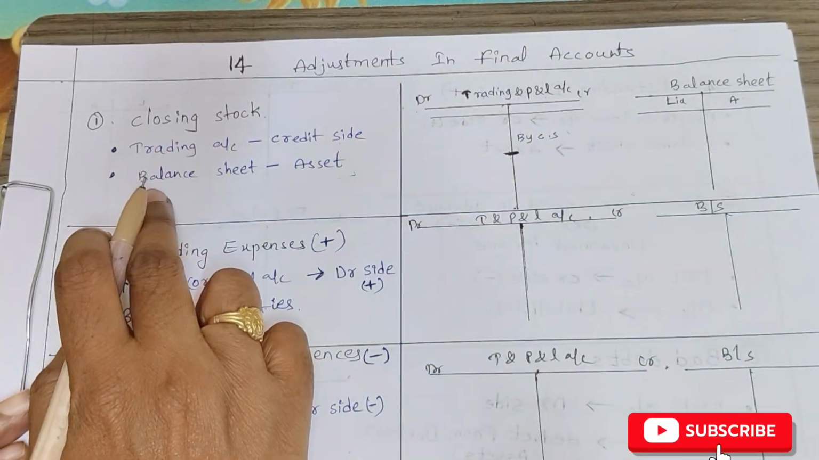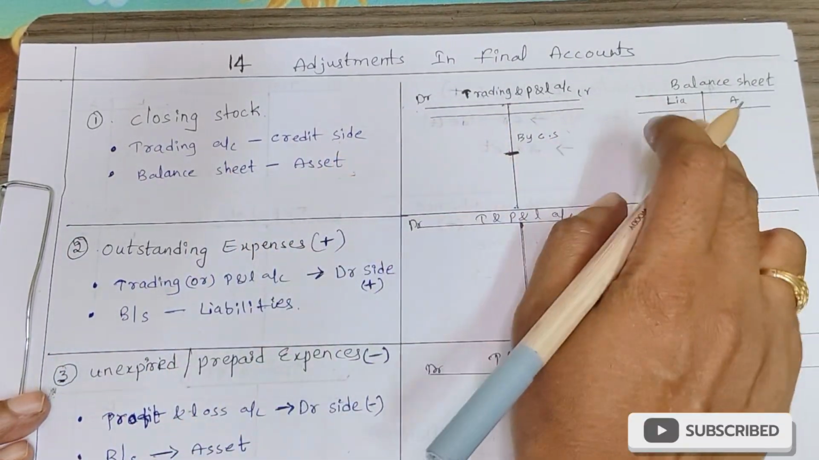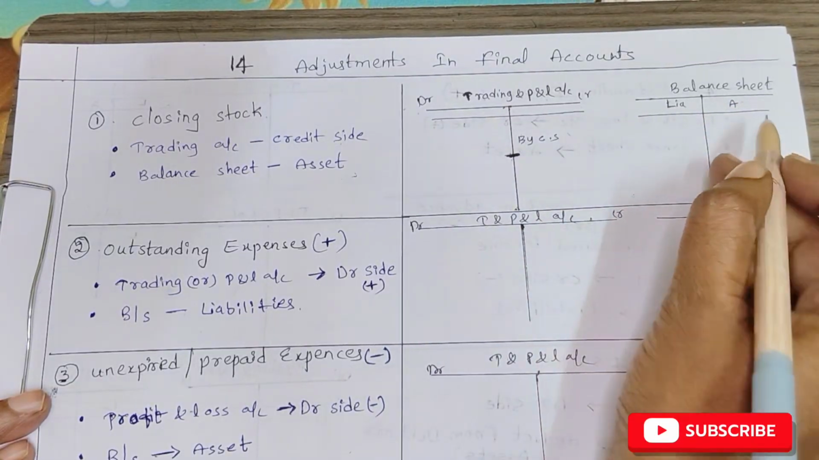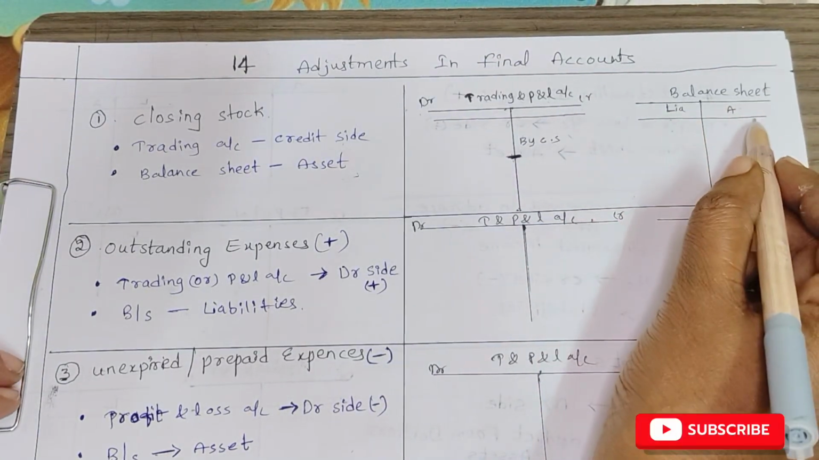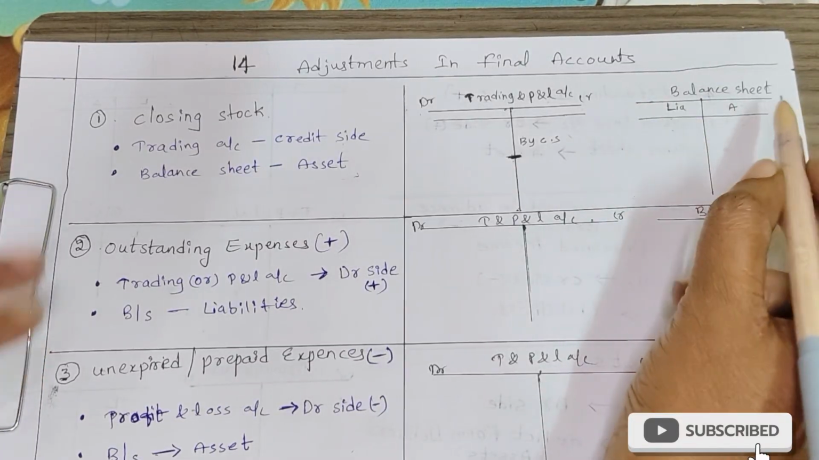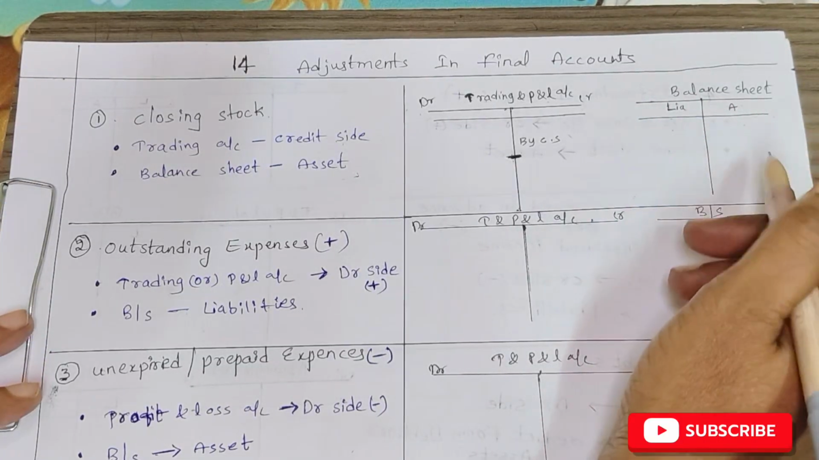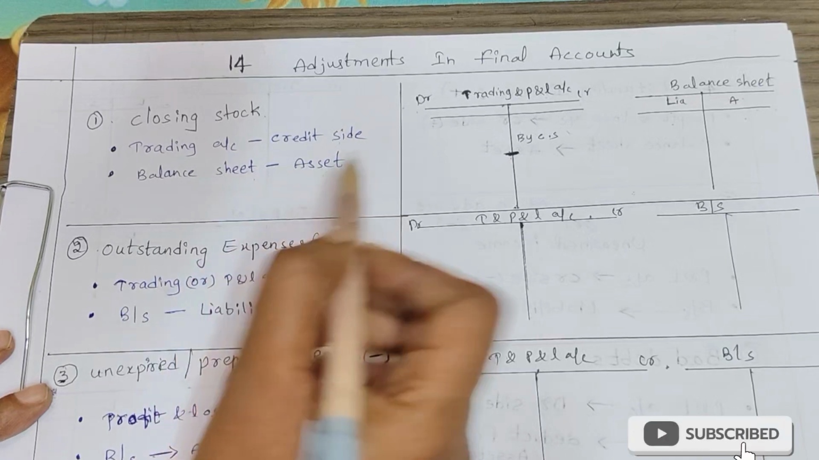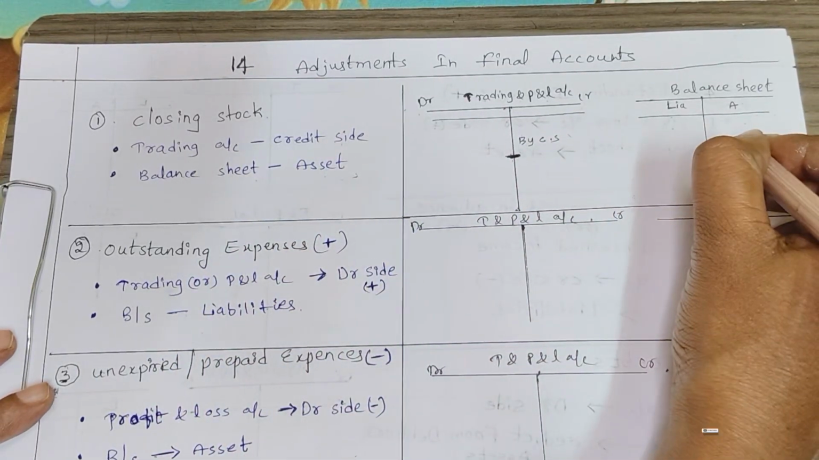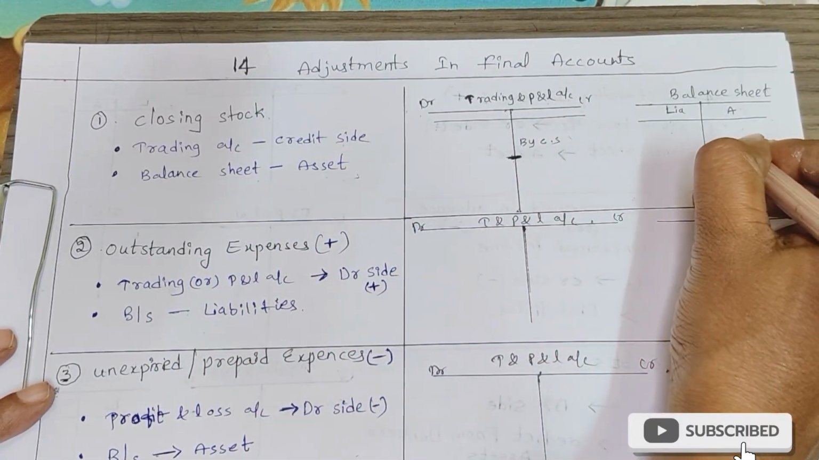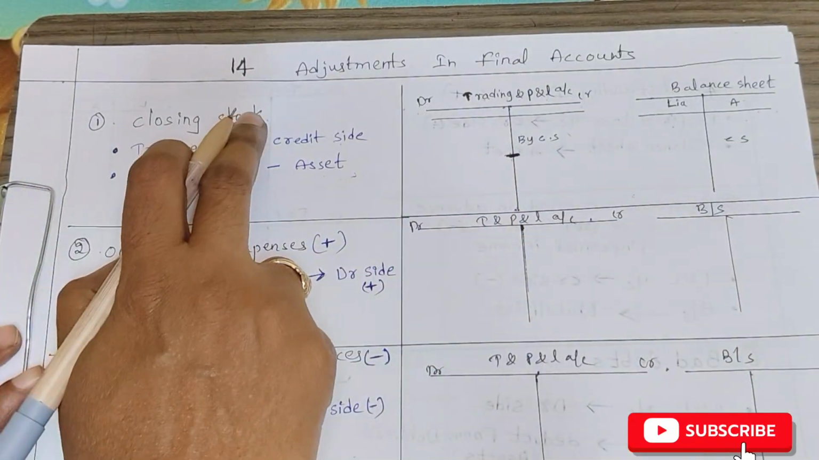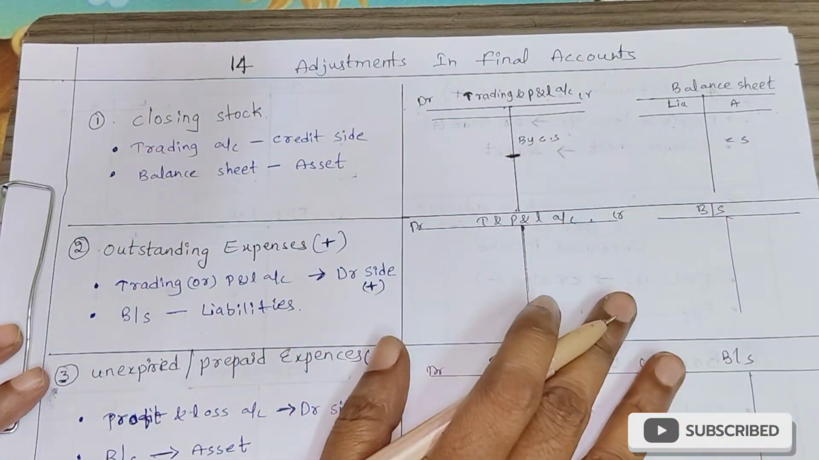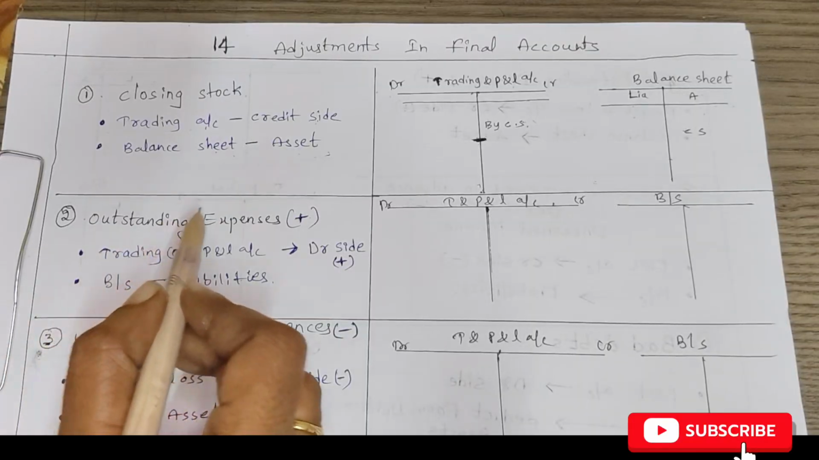And the second time, balance sheet asset side. So this is the balance sheet. In the balance sheet, we have liabilities and assets. Left hand side liabilities, right hand side assets. There is no debit, there is no credit because it is a statement. So where should we write? Balance sheet asset side. Under assets, you should write closing stock. So if it is closing stock, you need to show it like this. Clear?